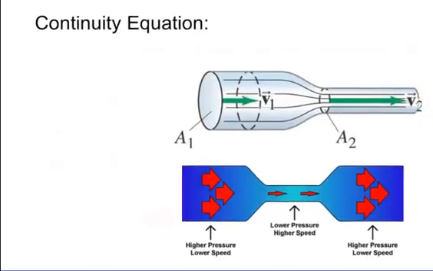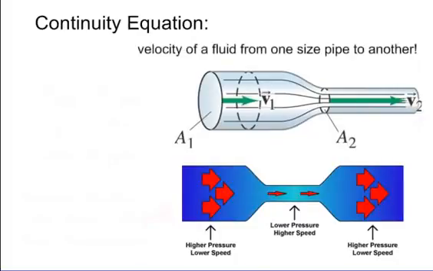Now, we have this thing called the continuity equation. Whenever we have pipes that change sizes, from one area or one radius to another area or another radius, the velocity of the fluid changes as well. You can see these lines in this picture right here. The lines get closer together, so the velocity actually increases. The smaller the radius, the faster the velocity.